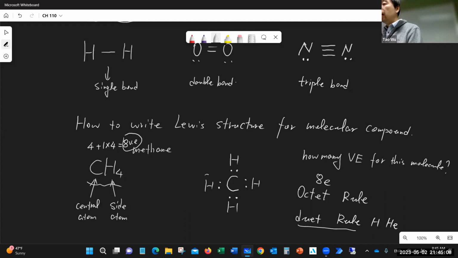So each hydrogen here has 2 electrons, so the hydrogens follow the duet, which is good. How about carbon? The carbon follows the octet, because surrounding the carbon they have 8 electrons. Boom, everything is great. So after you assign the electrons, you have to double check whether all the elements follow the duet or octet. This is a very important part.